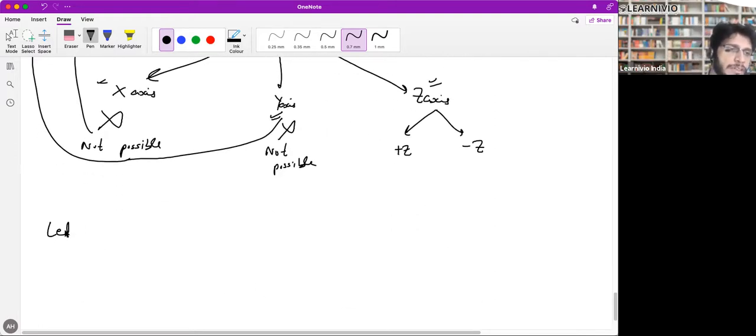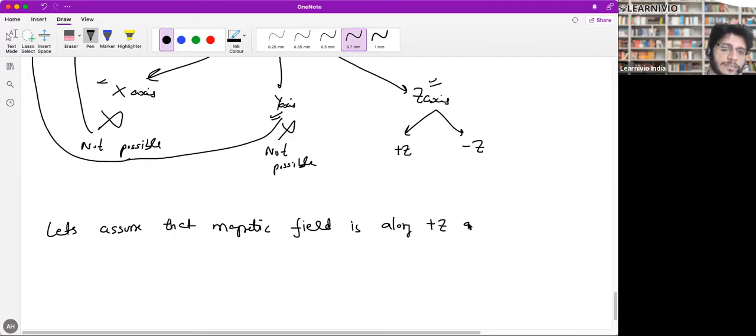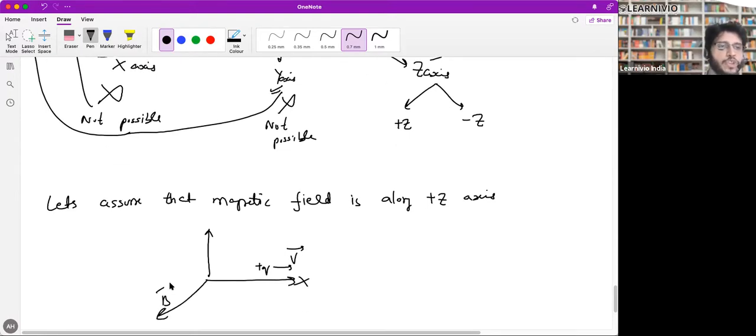So for the hit and trial method, let's assume out of plus z and minus z, one is the correct answer. Let's assume that magnetic field is along positive z-axis. This is x-axis, this is y-axis, this is the charged particle, this is the direction of velocity, and this is z-axis. Z-axis means outwards. Apply right-hand thumb rule and get the direction of magnetic force.